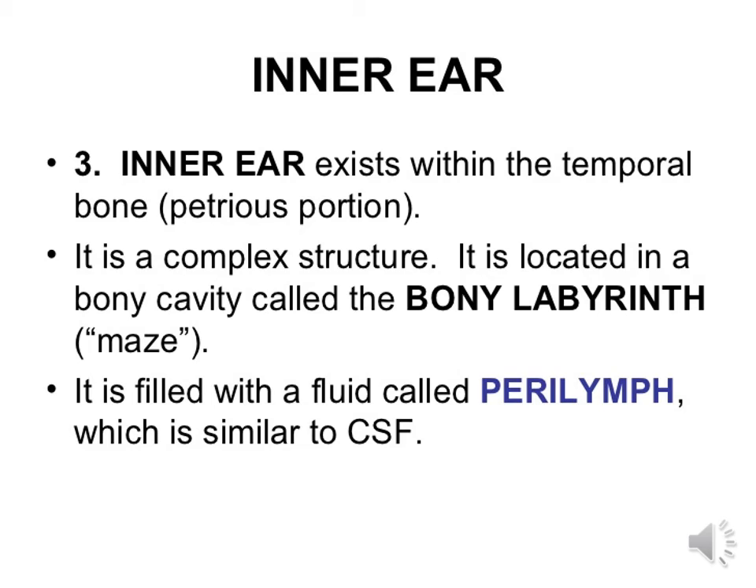The inner ear exists within the temporal bone, the petrous portion of the temporal bone. This is a complex structure. It is located in the bony cavity called the bony labyrinth, or maze. It is filled with a fluid called perilymph, which is similar to CSF, the fluid present within the cranial cavity.